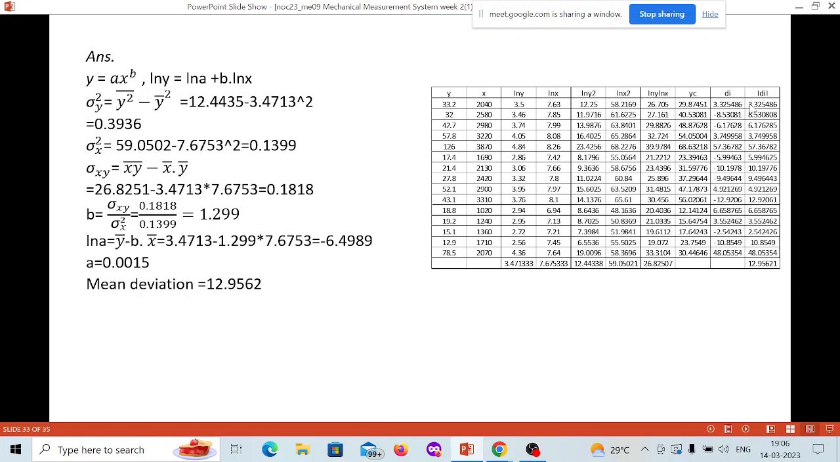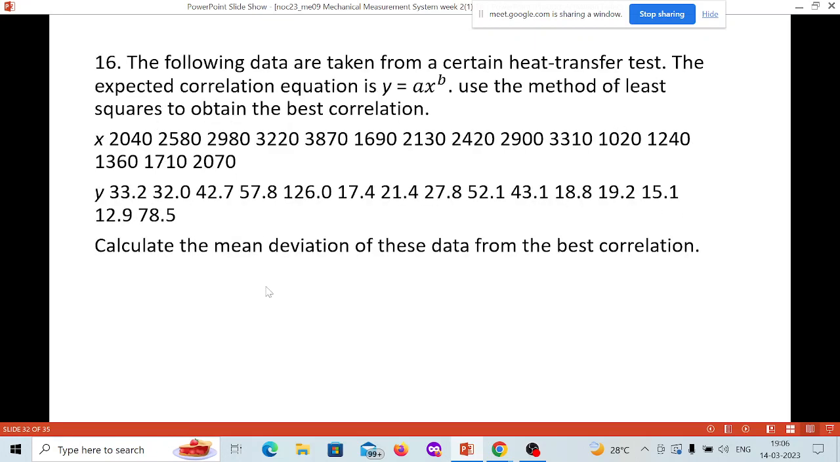So the deviation is 33.2 minus 29.87451, which gives 3.32, and same, 32 minus 40.53, which gives you minus 8.53. Calculate all the deviations, take the absolute values of the deviations, sum all the deviation values and divide by the total number of readings, you get the mean deviation. So that is 12.9562, which has been asked to calculate.